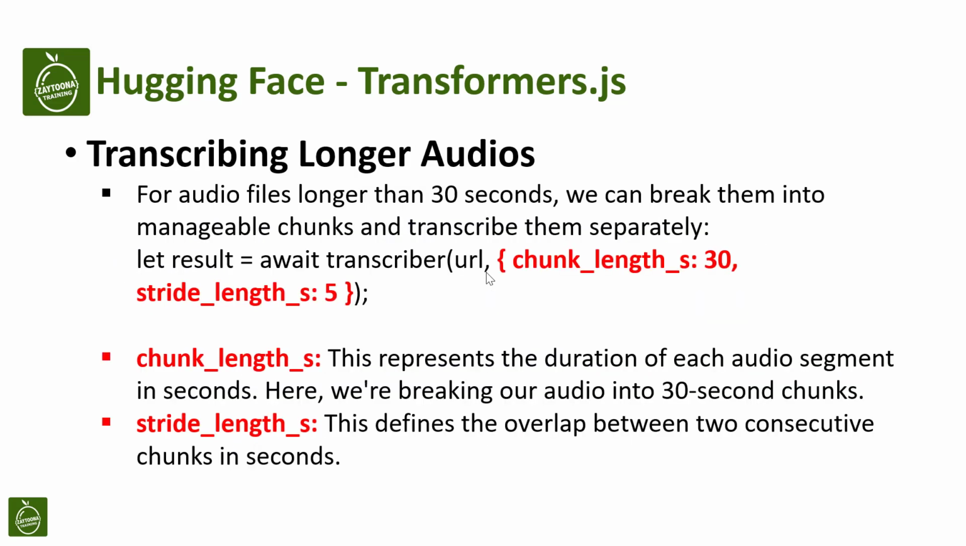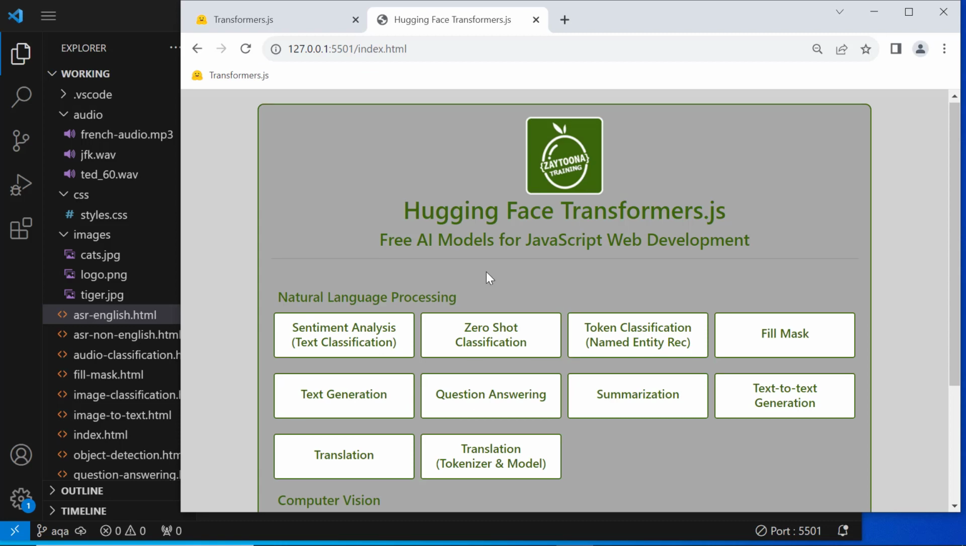To handle audios that are longer than 30 seconds, we use a special approach. We divide the audio into smaller parts and transcribe each one. Here we are breaking our audio into 30-second parts using chunk_length_s. But to ensure we don't miss words at the edges of these parts, we overlap them by 5 seconds using stride_length_s. So the last 5 seconds of one part is the beginning of the next one. Now we come to the implementation.